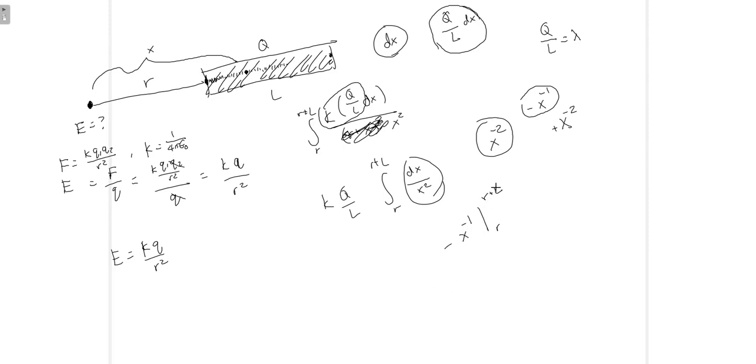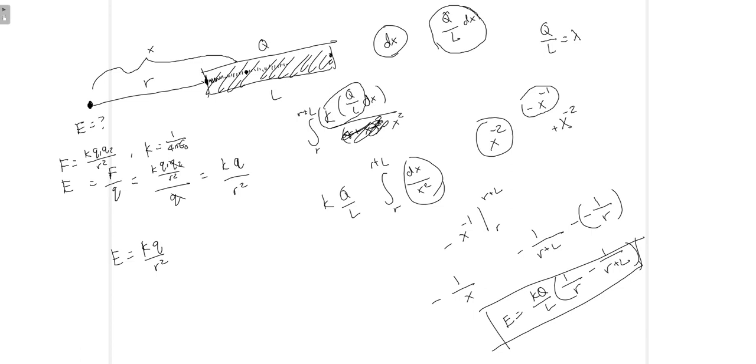So to do this, we just plug in r plus L, minus plugging in r. So negative, let me just rewrite it here: 1 over r plus L, minus 1 over r, with the negative sign. And if we rewrite this, we can flip them around to look like this. And so we just put the kq over L back over here, and this is the electric field.